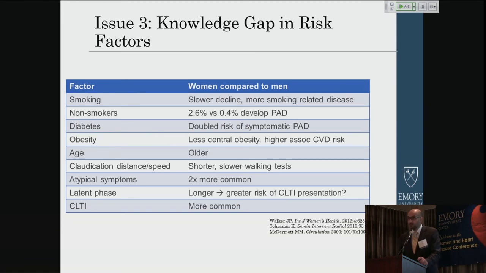Life expectancy is longer, and therefore more older patients are impacted by this problem. Atypical symptoms are very common in women with peripheral arterial disease compared to the classic calf claudication symptoms in men.